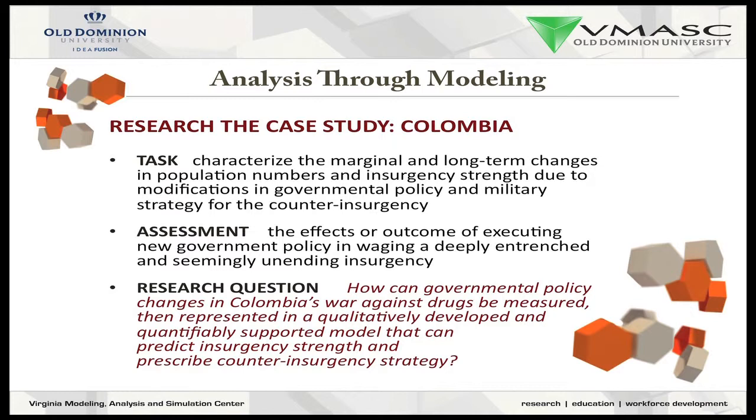So first of all, you have to understand a little bit about the problem. So we have the students do some research in the area of the Colombian insurgency, understand who the players are, what factors govern their motivation for doing what they're doing, and then start to look at how to capture that from a modeling standpoint. So this is the task, the assessment, and the research question that we give them. That's sort of the starting point. What are we trying to model? You have to understand that up front.